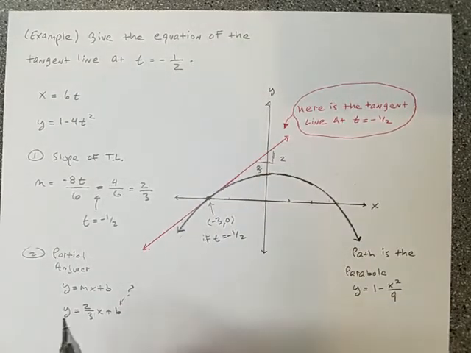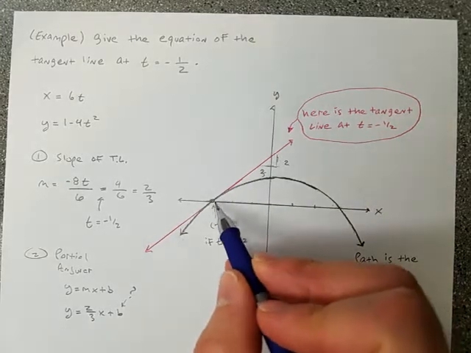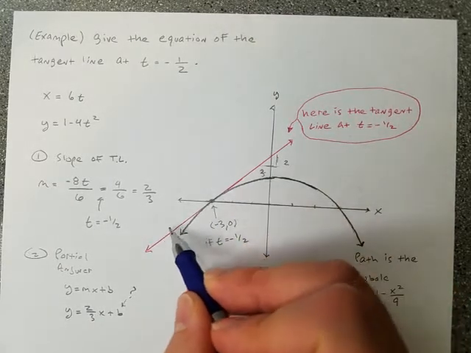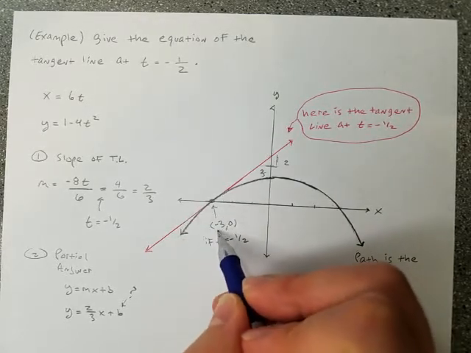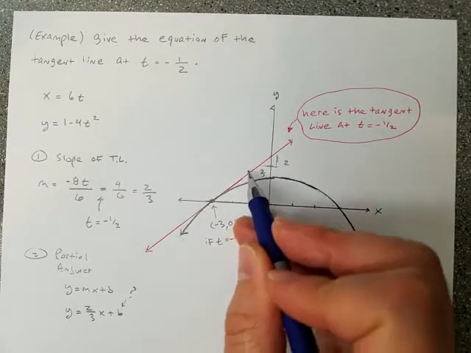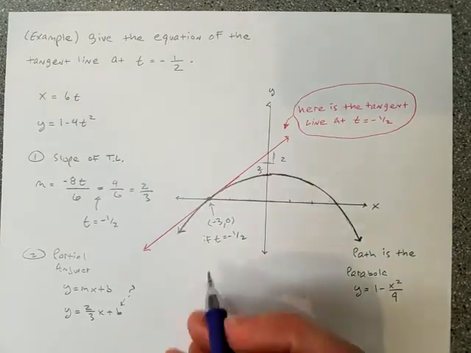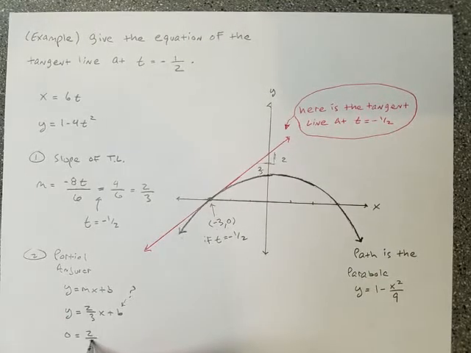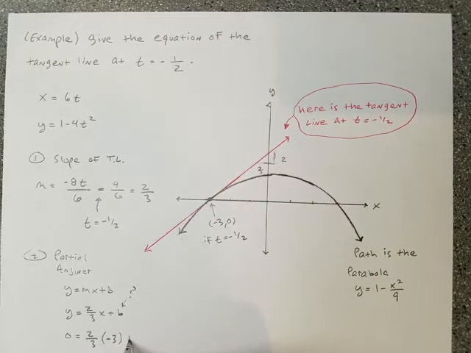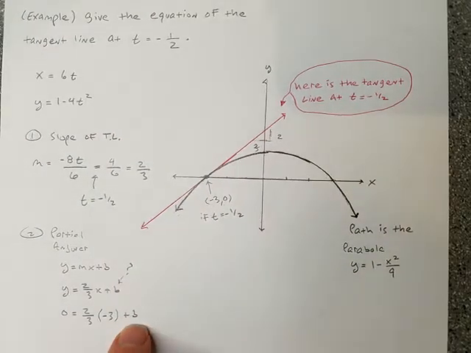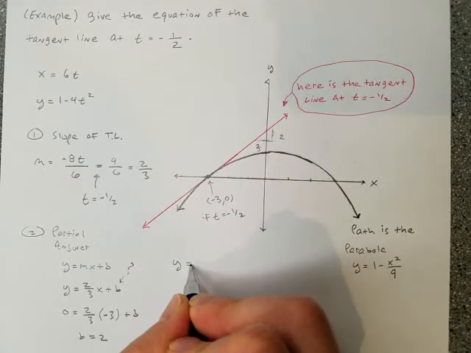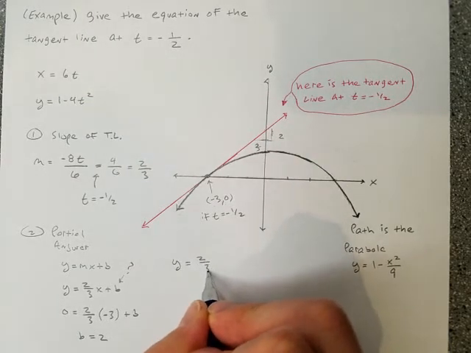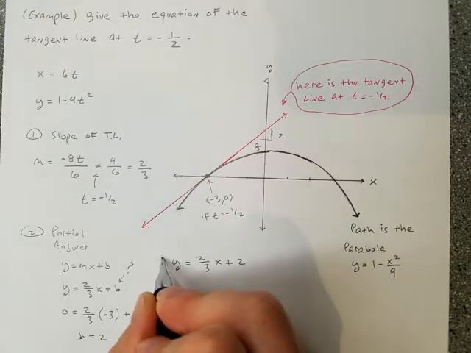Let's see. Do I know a point on this line? Yeah, see that point right there? It's obviously on that line, right? We wanted the tangent line at that point. The point, -3 for x, 0 for y, is on that line in red. It's on the tangent line. So I could put 0 for y and -3 for x, and that known point is enough information to solve for b. I'll get that b is 2. So my answer, the equation of the tangent line, is y equals 2/3 x plus 2.